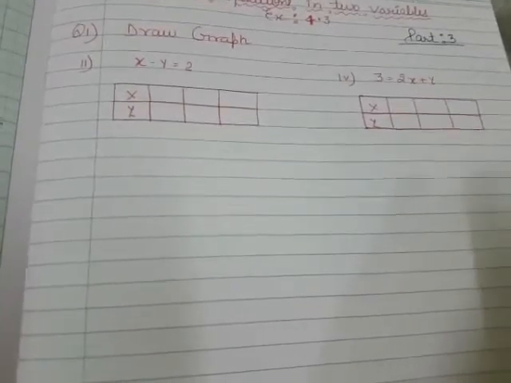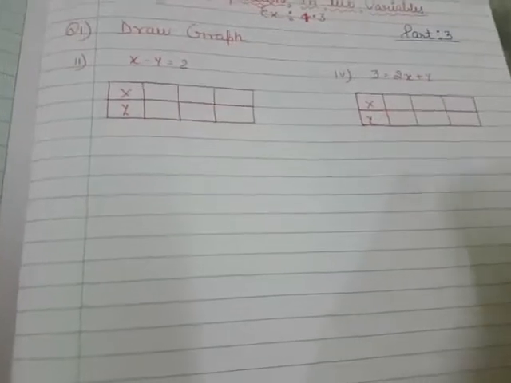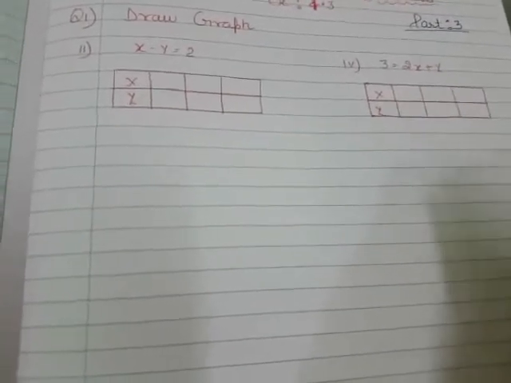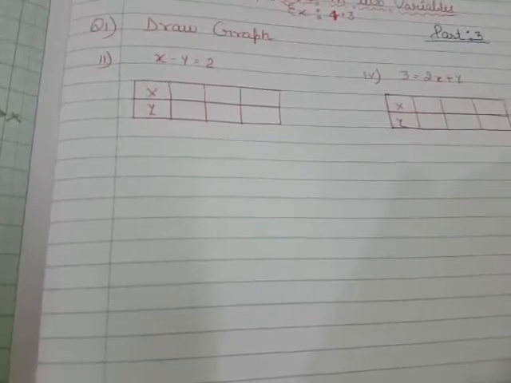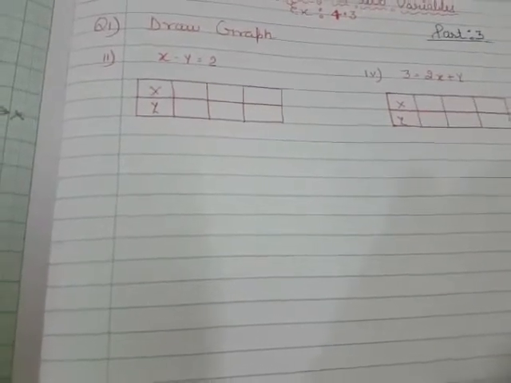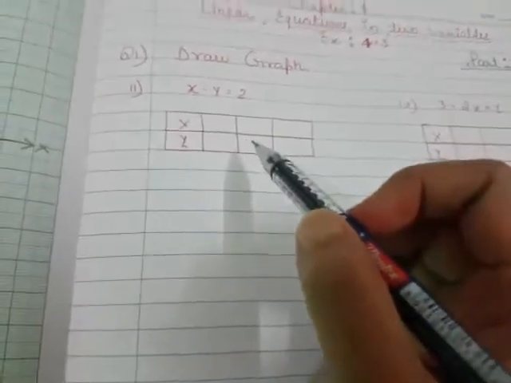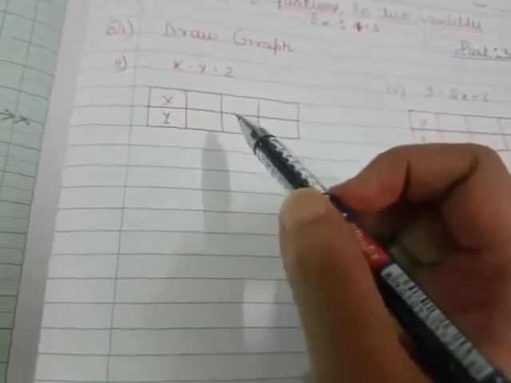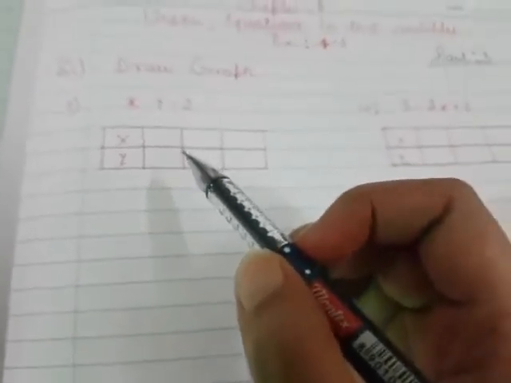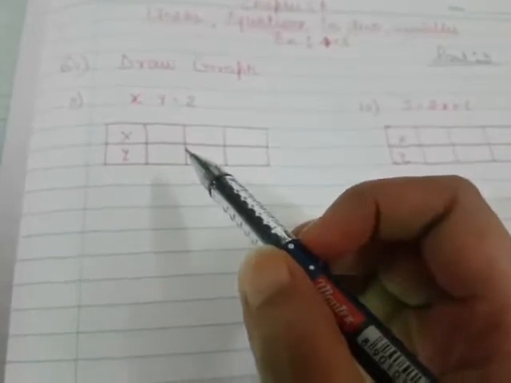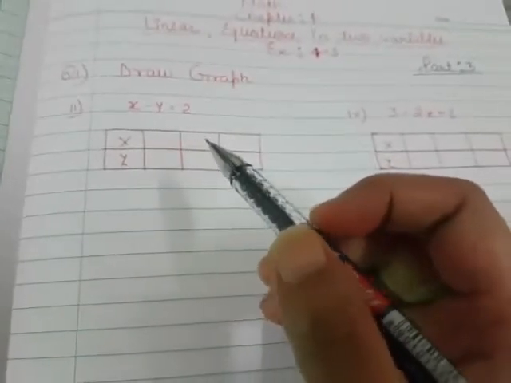And how to take out the solutions you already know, but the main point is how many solutions, because a linear equation in two variables has infinitely many solutions. So how many? Minimum 3 solutions, and maximum your wish. It's up to you how many solutions you want to find out, but at least 3 minimum for drawing the graph. Fine. So let's start.